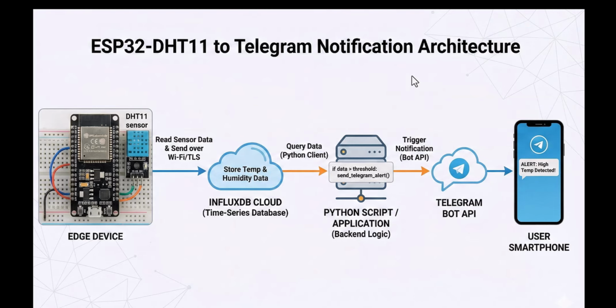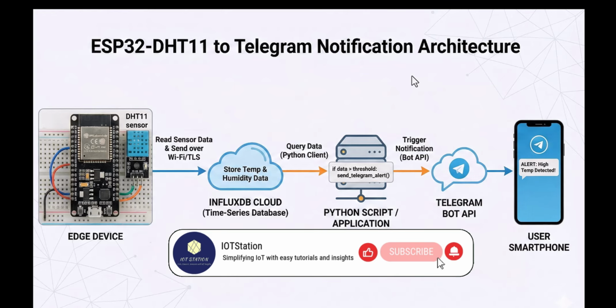In this tutorial, I would like to explain how you can send notification data of the ESP32, which is connected to the sensor, in this tutorial DHT11 for temperature and humidity, and how we can send some notification to Telegram in case it's passing the threshold. So if you are interested in this topic, let's jump to these details and get started.